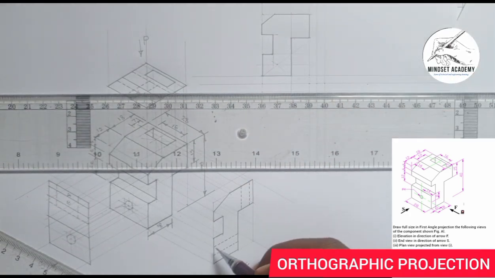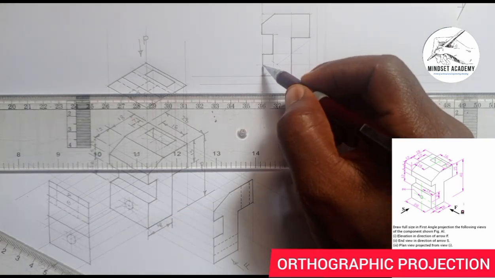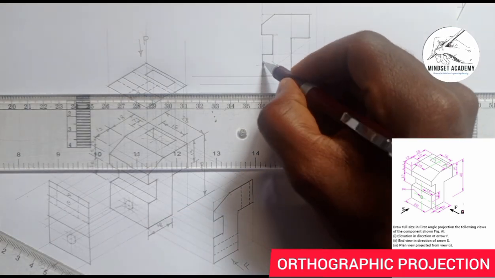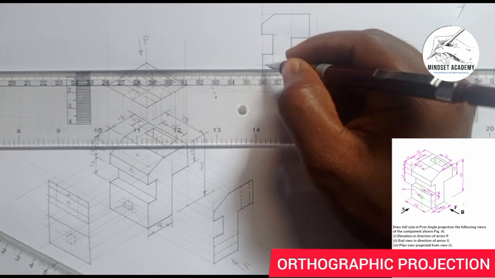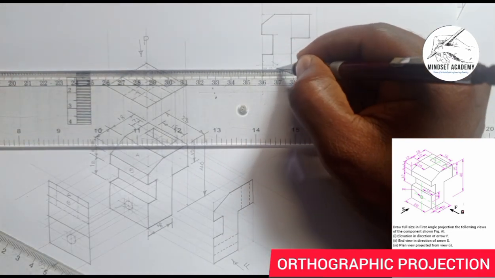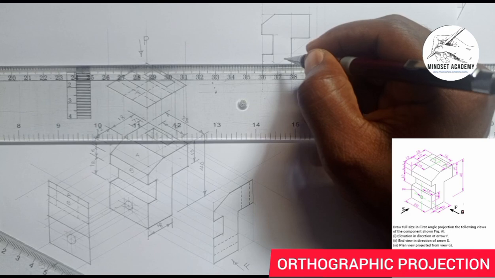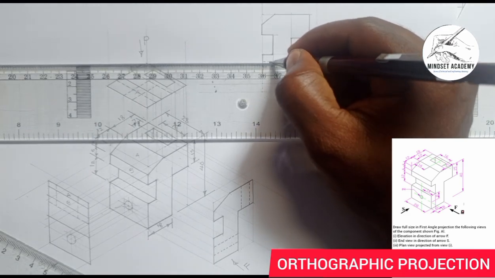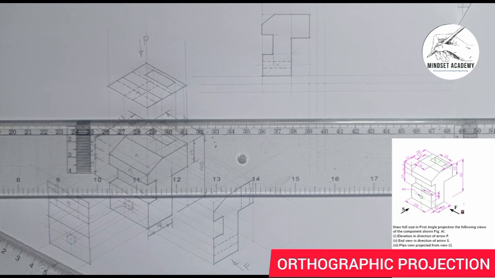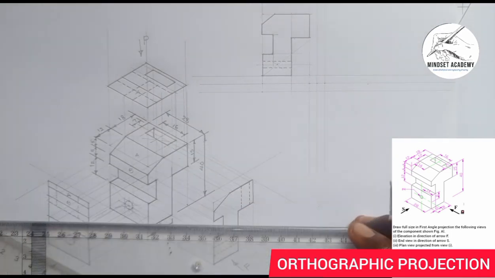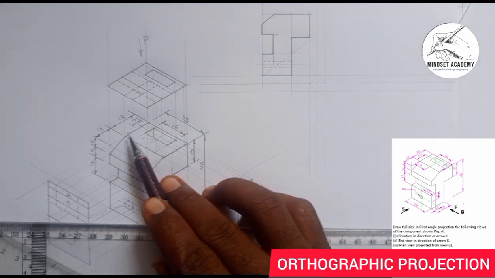So it means that since from here to here is given as 4, the diameter of the circle, from this point here I'll measure 2 up and 2 down. So I'll just draw my hidden line and also draw my hidden line. Can you see that?